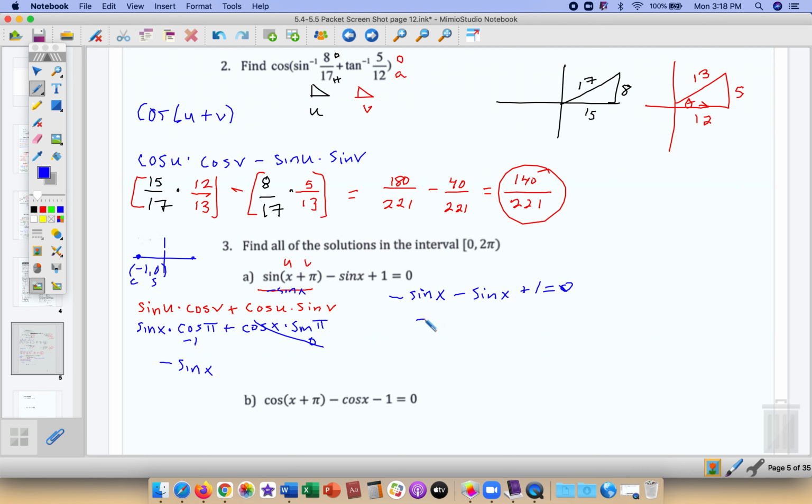And then we combine like terms, negative 2 of our sine x's plus 1 equals 0. If we subtract 1 and divide by negative 2, we'll have sine of x is equal to negative 1 over negative 2, which is positive a half. So now we're going to spin around the unit circle and say, where is sine a half? Where is sine a half when we spin around the unit circle?